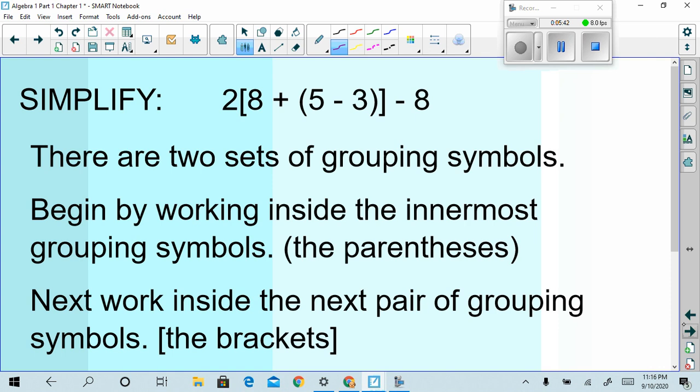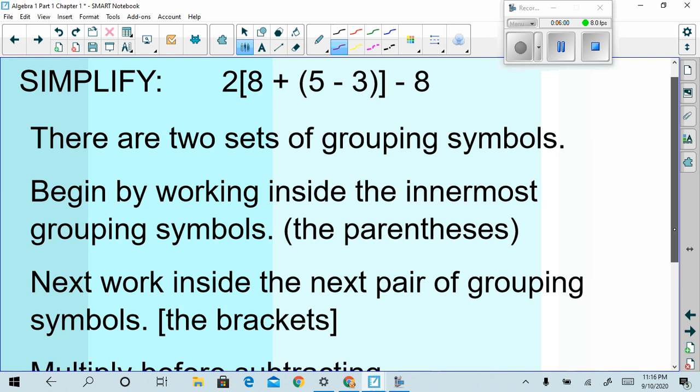So I mentioned two sets of grouping symbols, the parentheses and the brackets. You want to work with your innermost grouping, and in this case it's parentheses. Then I'll simplify what's within the brackets, and then I'll use the rest of my order of operations. So if it says do what's in the parentheses first, I'm going to have 2 bracket, 2 times whatever this quantity is going to be. 5 minus 3 is 2. And whatever that is, then I'm going to subtract 8.